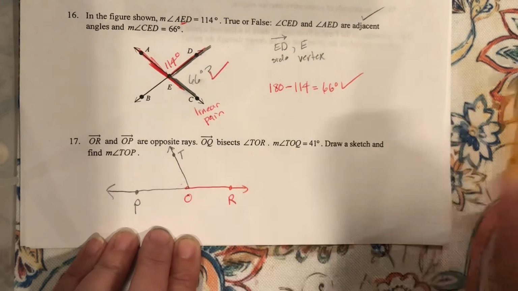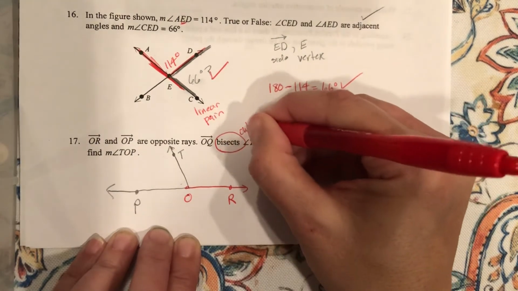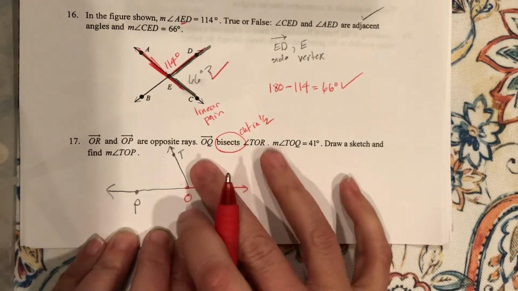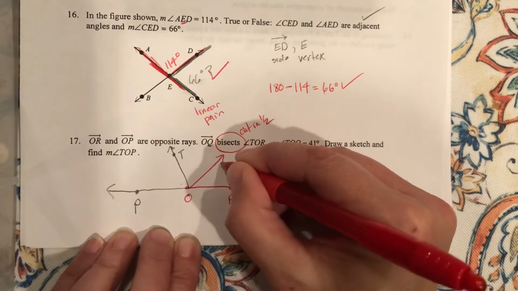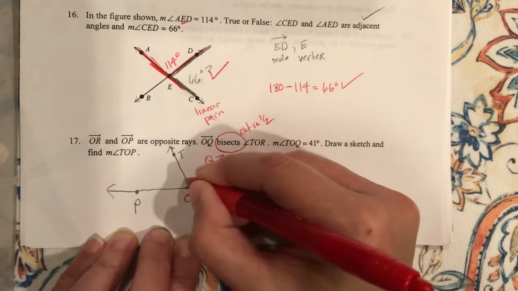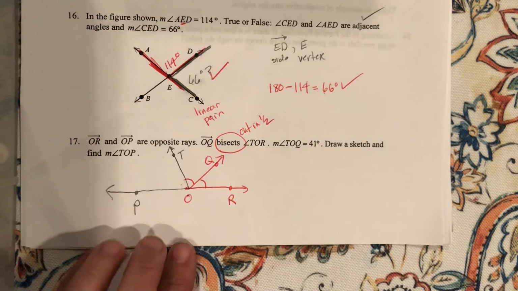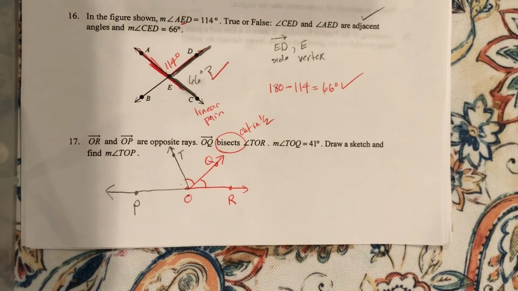And then what does it say about OQ? OQ bisects. What does bisect mean? Cut in half. Two equal pieces. So ray OQ is going to bisect angle TOR. So I'm going to put OQ right there, and it cuts this angle in half. Does everybody understand that? Again, I put the T out there first. We don't know where it is. We're just kind of giving a random guess.